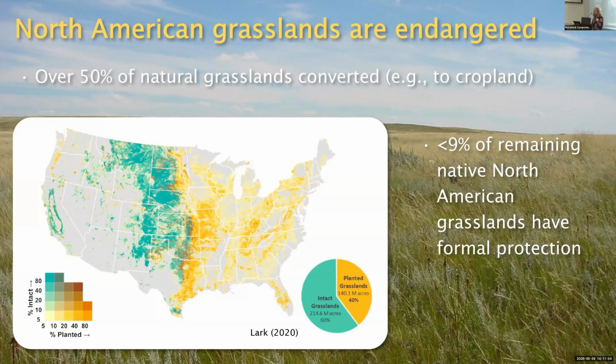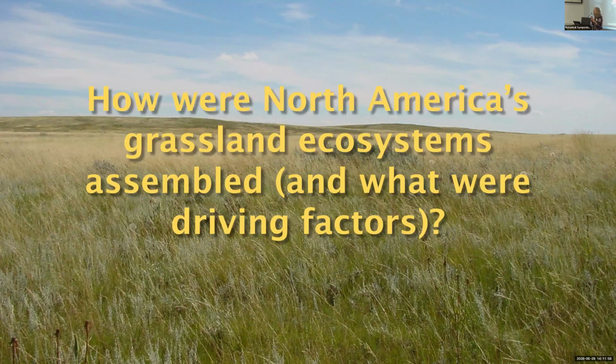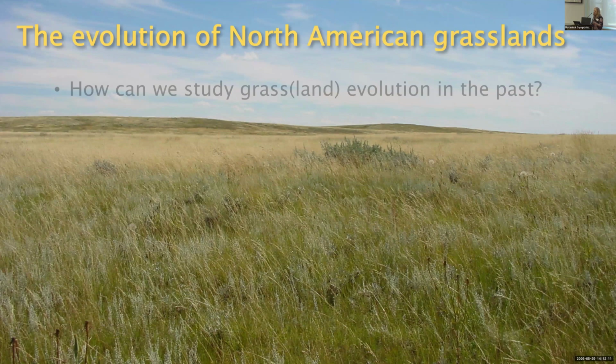And because they are so important, paleontologists have been preoccupied for about 150 years in trying to understand when and how these ecosystems came about and why. So I'm going to be talking about some work looking at that. But first, I wanted to give a brief recap on how we can study grass evolution and grassland evolution in the past.